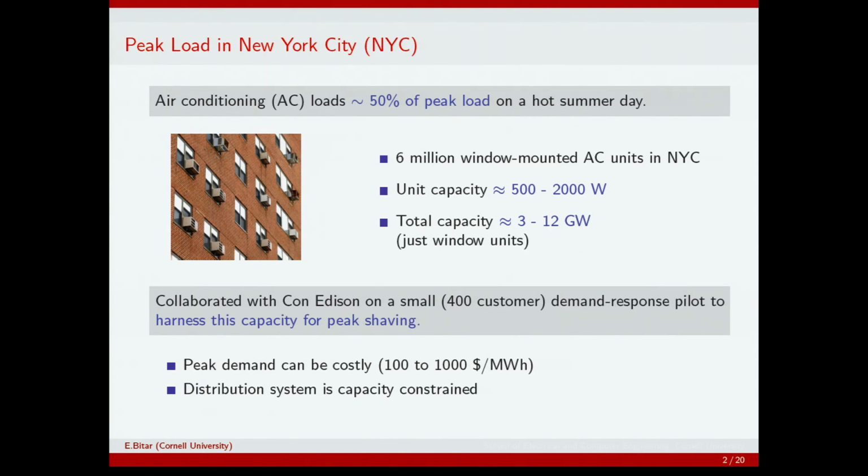Nominally, the price of electricity in the wholesale market is anywhere from $30 to $50 per megawatt hour. On these peak days, it can range anywhere from $1,000 per megawatt hour to $5,000 per megawatt hour. So it's very, very costly. The utility would like to shave the peak on these hot days.